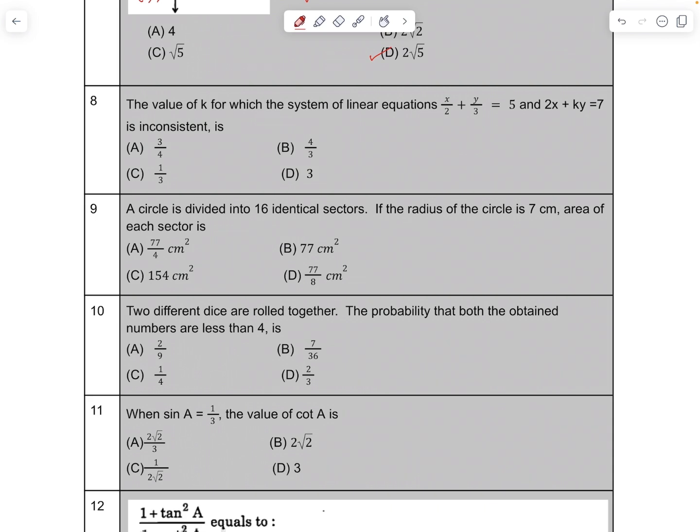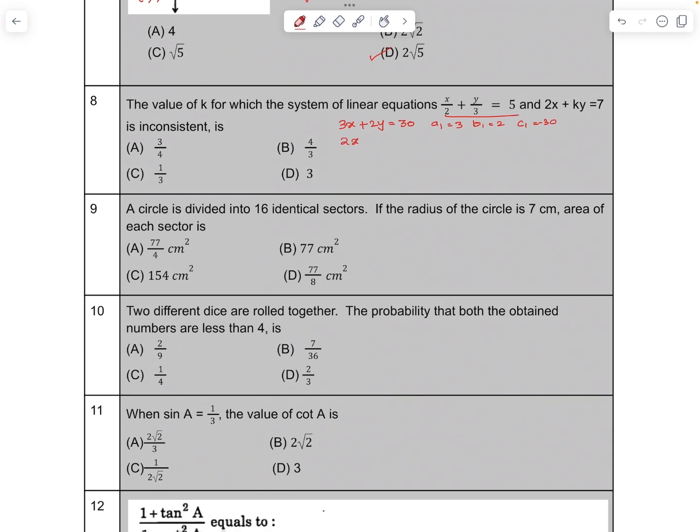Question number 8. The value of k for which the system of linear equations x upon 2 plus y upon 3 equal to 5 and 2x plus ky equal to 7 is inconsistent is. The first equation is x upon 2 plus y upon 3 equal to 5. We can rewrite this in this format: 3x plus 2y is equal to 30.